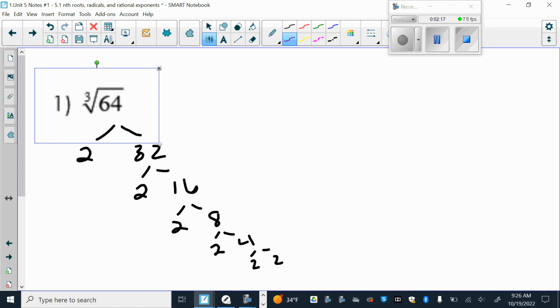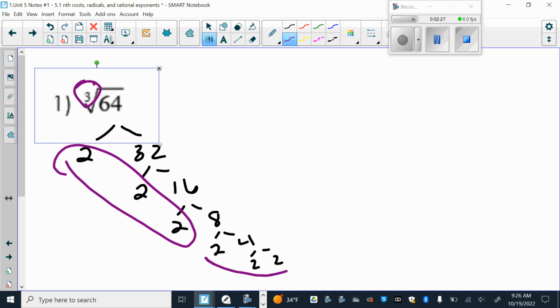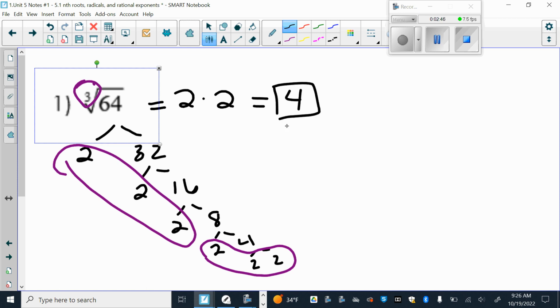So we have the cubed root, so we're looking for perfect cubes. So I have a 2 times 2 times 2. There's a perfect cube there. And 2 times 2 times 2, there's another perfect cube. So I can pull 1, 2 out and another 2 out, leaving us with 4. And nothing left underneath the radical since there are no more factors left of 64.